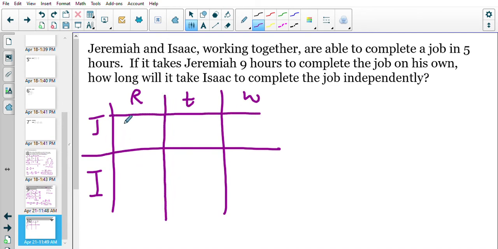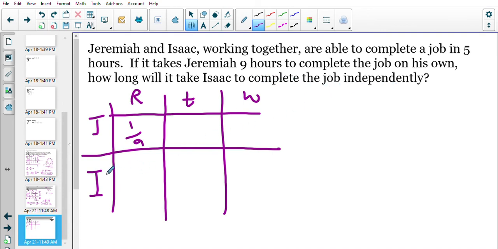Okay. Jeremiah and Isaac working together are able to complete a job in 5 hours. So notice what we're actually being told here. We're being told the time that they actually work together. If it takes Jeremiah 9 hours to complete the job on his own, so we're told Jeremiah's rate is 1 job in 9 hours. How long will it take Isaac to complete the job independently?